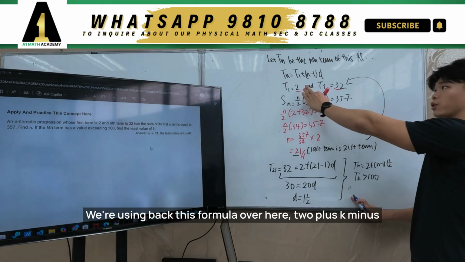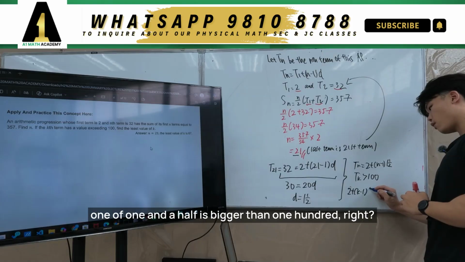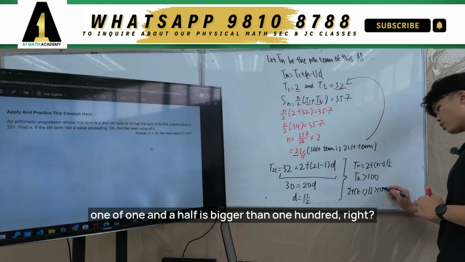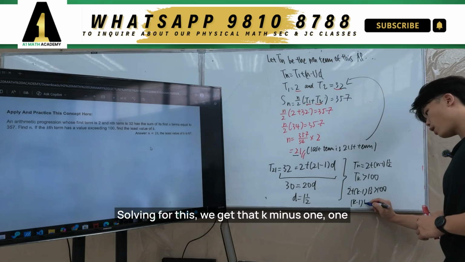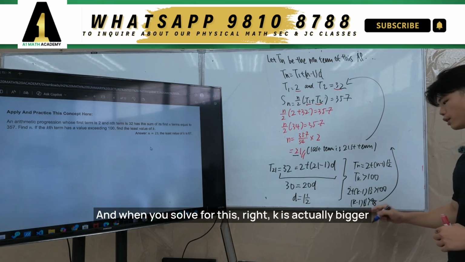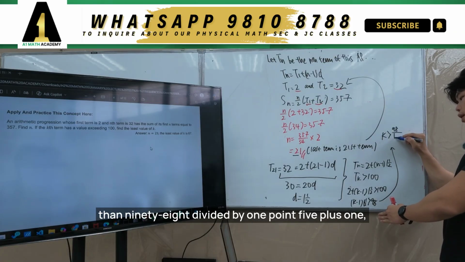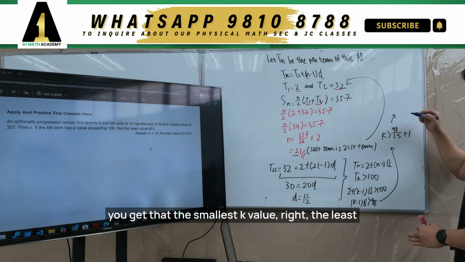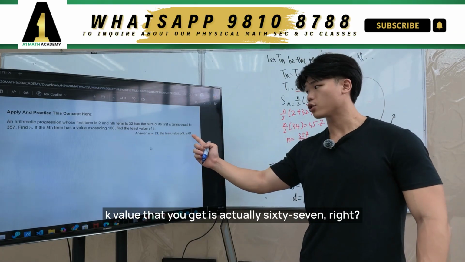We're using back this formula over here. 2 plus (k minus 1) times 1.5 is bigger than 100, right? Solving for this, we get that (k minus 1) times 1.5 is bigger than 98, right? And when you solve for this, k is actually bigger than 98 divided by 1.5 plus 1, you get that the smallest k value, the least k value that you get, is actually 67, right?